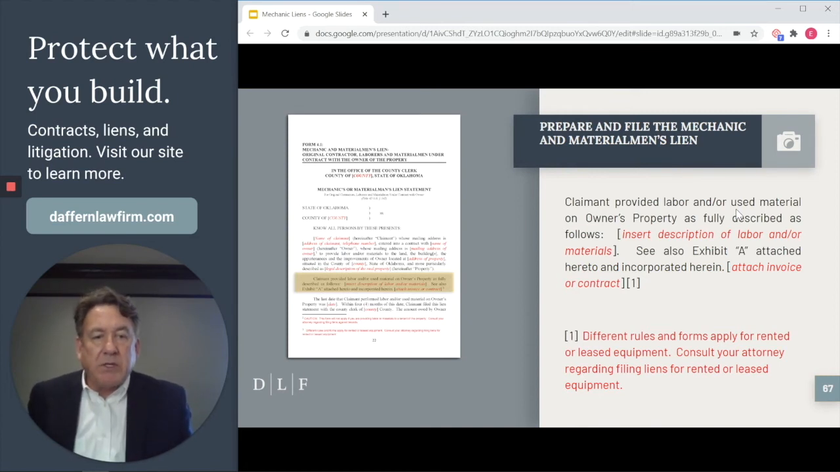Now, if you look down here under my footnote 1, I have different rules and forms apply to rented or leased equipment. Consult your attorney regarding filing liens for rented or leased equipment. Right now, I'm not going to get into filing liens against rented or leased equipment. That's a little bit beyond what we want to do here. What I want to do is give you a general sense of the lien system that you can implement in your company. There are different rules for rented equipment, so talk to your attorney about those rules if you anticipate a situation where rented equipment is involved.